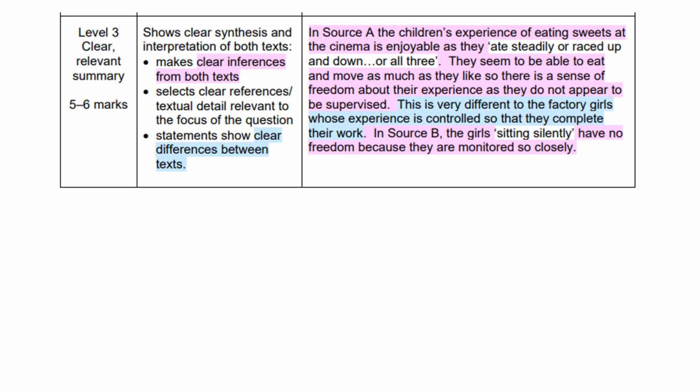Here is a level 3, that's grade 4 and above, answer to this question. In source A, the children's experience of eating sweets at the cinema is enjoyable as they ate steadily or raced up and down. They seem to be able to eat and move as much as they like, so there is a sense of freedom about their experience as they do not appear to be supervised. This is very different to the factory girls whose experience is controlled so that they complete their work. In source B, the girls sitting silently have no freedom because they are monitored so closely. So it's really important to show the difference in the children's lives, the freedom in the first text and the complete lack of freedom and total control in the second text.